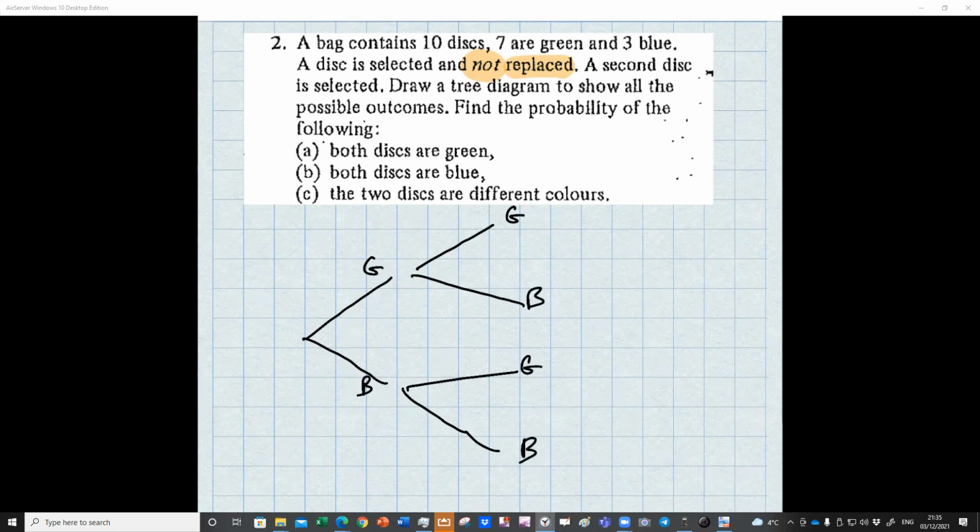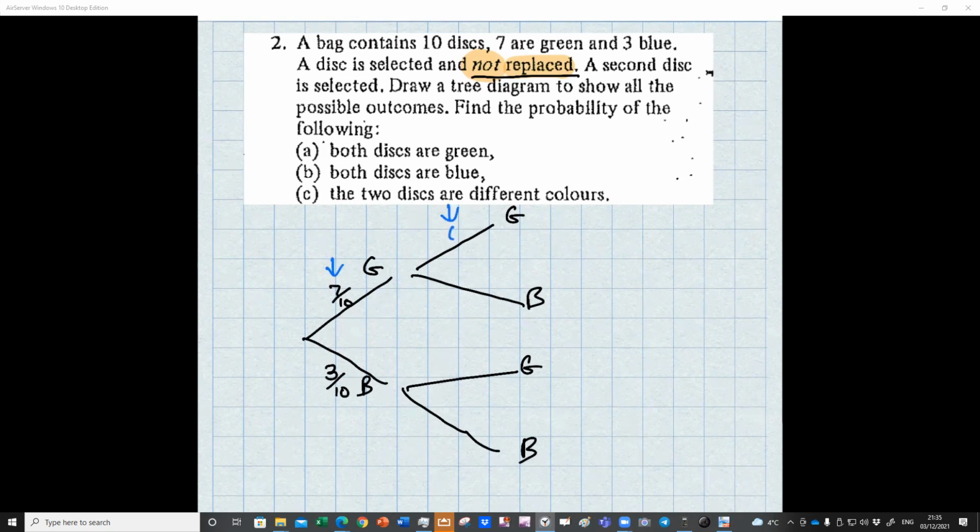So it says here that we have 7 green. What's the probability of getting a green, Arwa? 7 over 10. And probability of getting a blue? 3 over 10. So they have to add up to 1. Now, this wording here, not replace. So basically, if you pick a green, you picked a green out. So how many greens do you have now to pick for the next go?